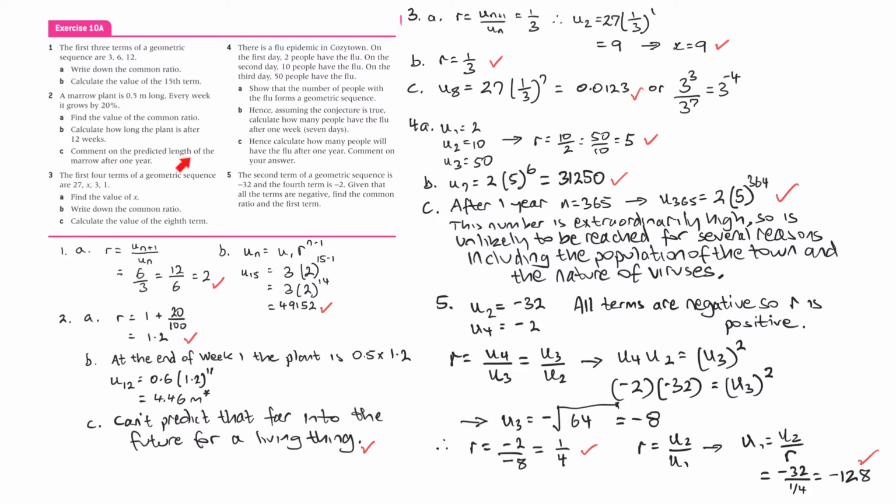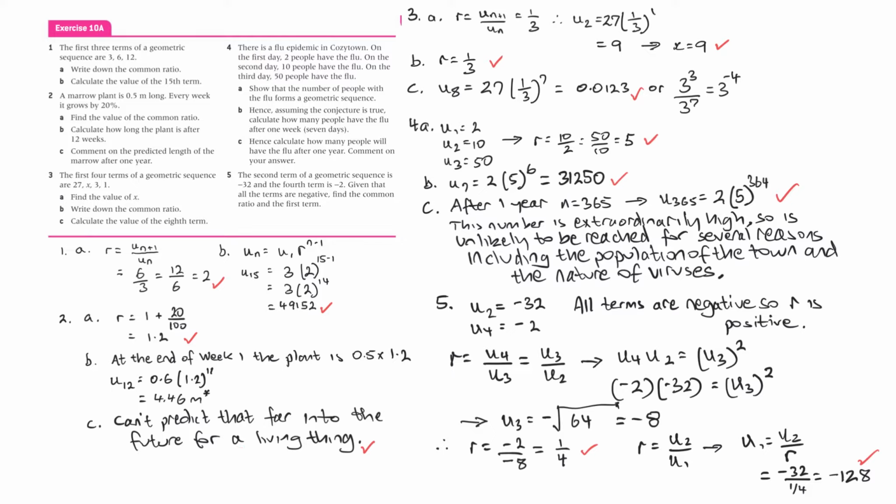C, comment on the predicted length of the marrow after 1 year. Well, the textbook says something like this. Can't predict that far into the future for a living thing. Well, things don't go on forever. That's all it means, especially if it's living. All right. So hopefully that answer satisfies that question.